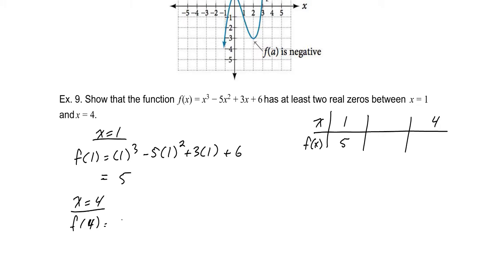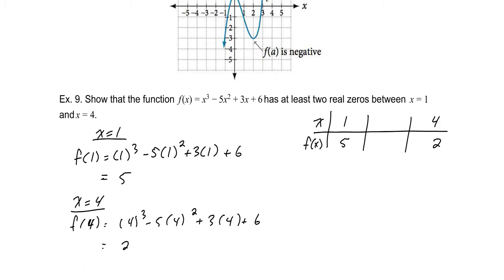Alright, that'll be 4 cubed minus 5 times 4 squared plus 3 times 4 plus 6. That is 2. Alright, so f of 4 is 2.